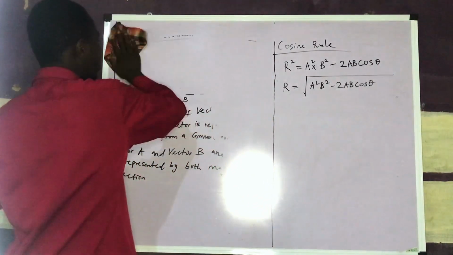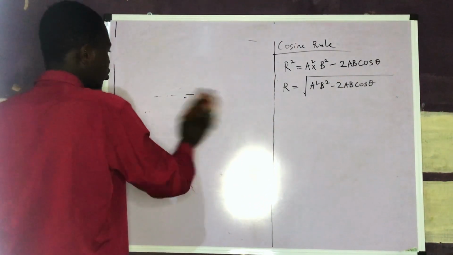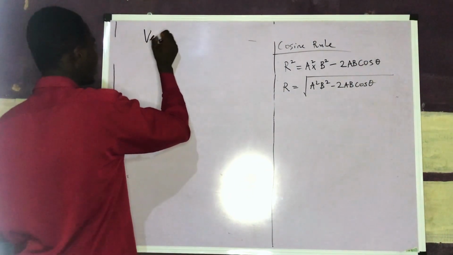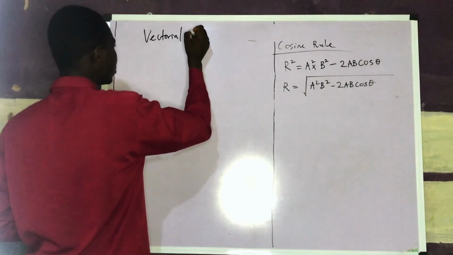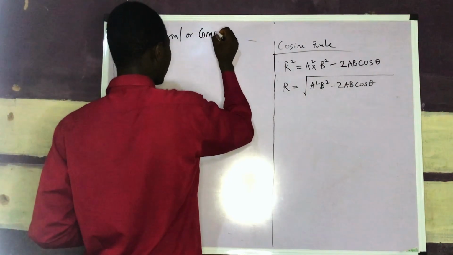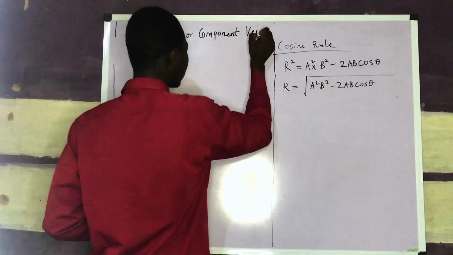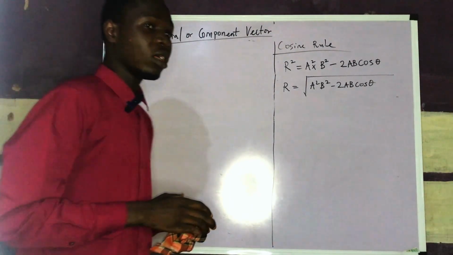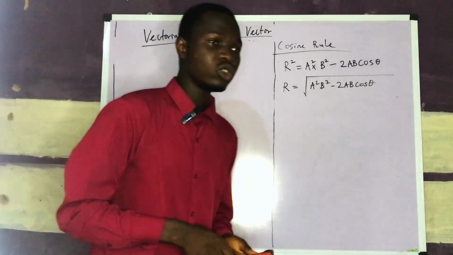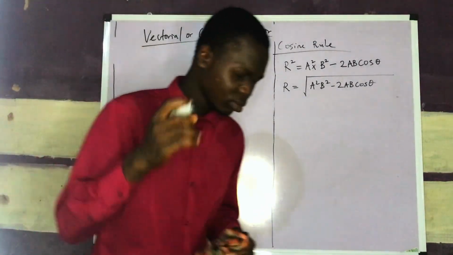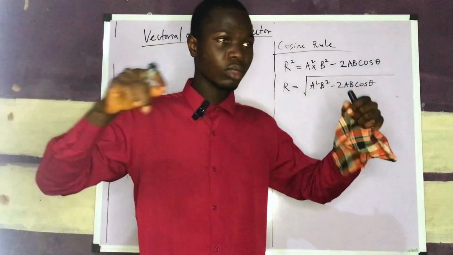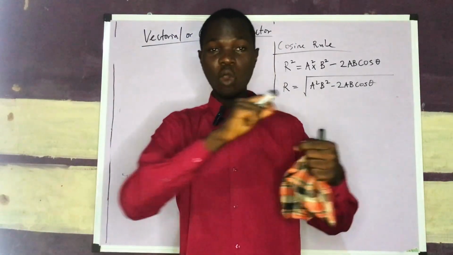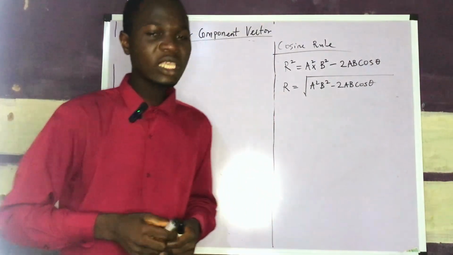Let's talk about the third method for getting the resultant. That's the vectorial method, or the component vector method. In this vectorial method or component method, you are resolving the vector into vertical and horizontal components. For example, you are given more than one vector.